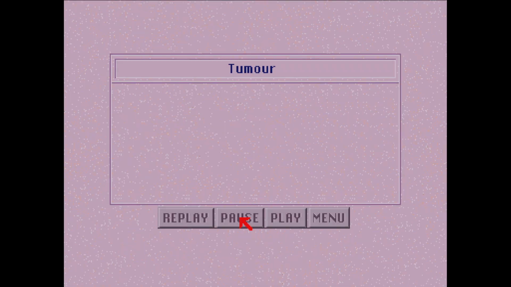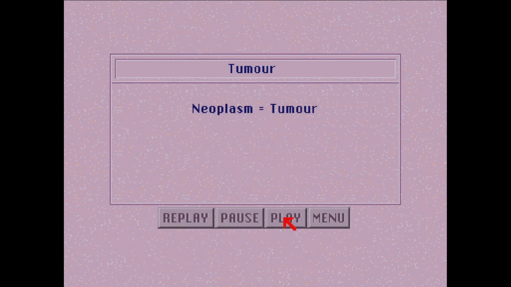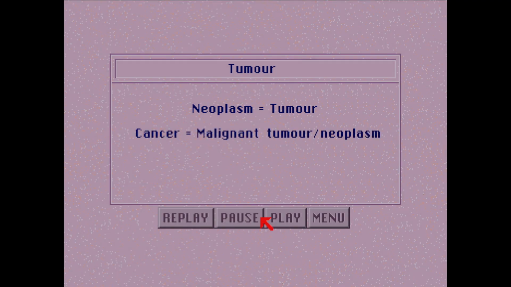A tumour or neoplasm can be defined as a lesion which results from the autonomous or relatively autonomous abnormal growth of cells that persists after the initiating stimulus has been removed. The term neoplasm is synonymous with the medical meaning of the word tumour. Cancer refers specifically to a malignant tumour.